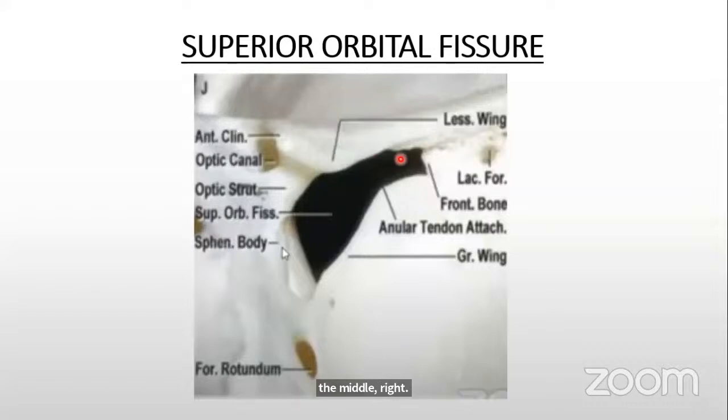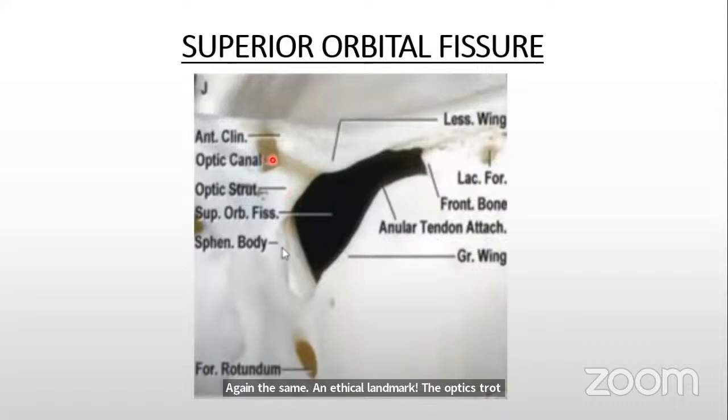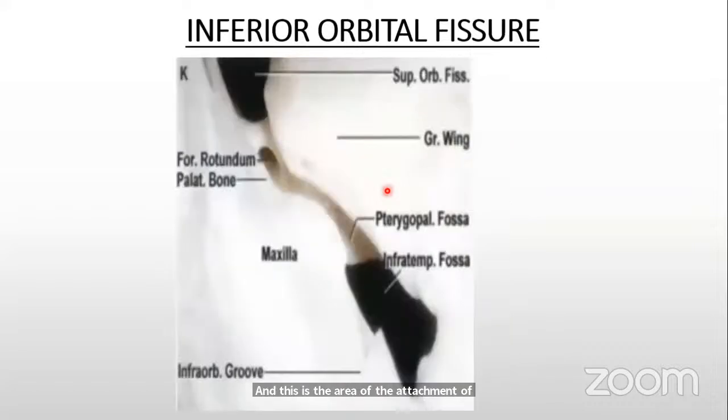It lies between the lesser wing of sphenoid and the greater wing of sphenoid. A small part is formed by the frontal bone as well, and medially a small part is formed by the body of the sphenoid as well. Again, the same anatomical landmark, the optic strut, separates the superior orbital fissure from the optic canal. This is the anterior clinoid process, and this is the area of the attachment of the annular tendon.